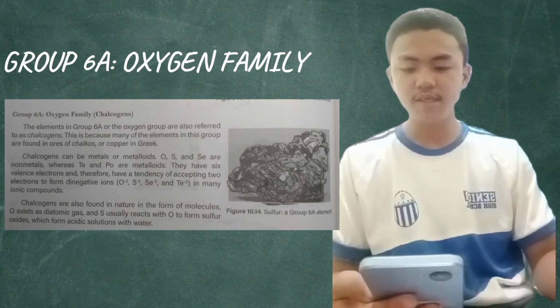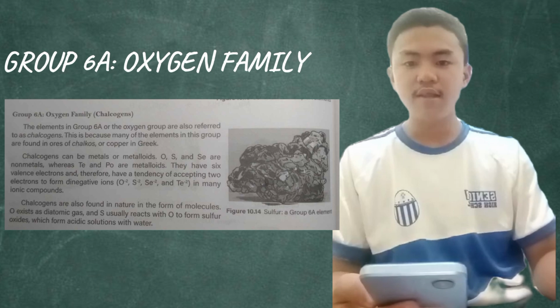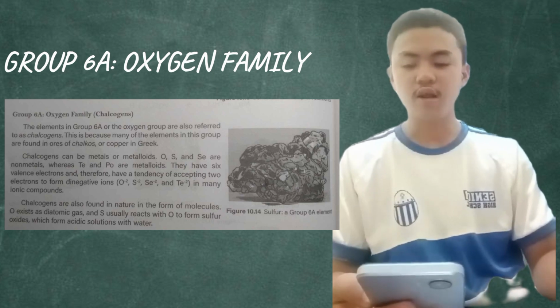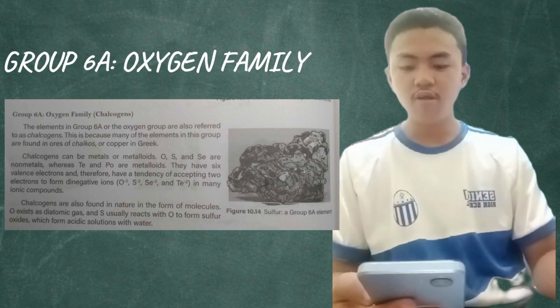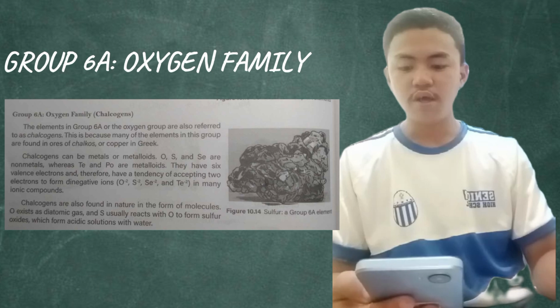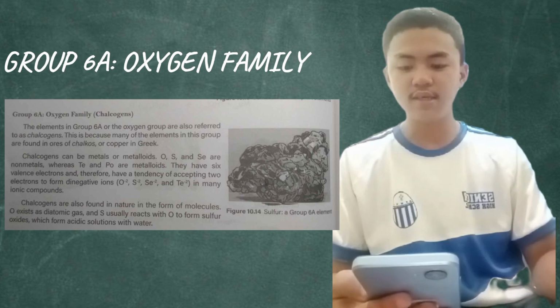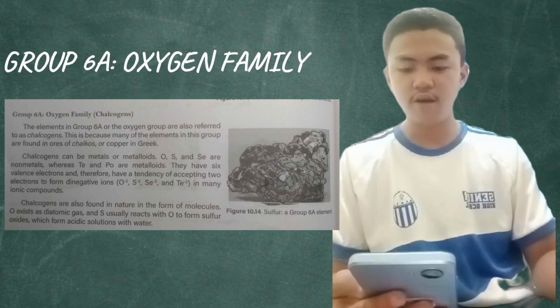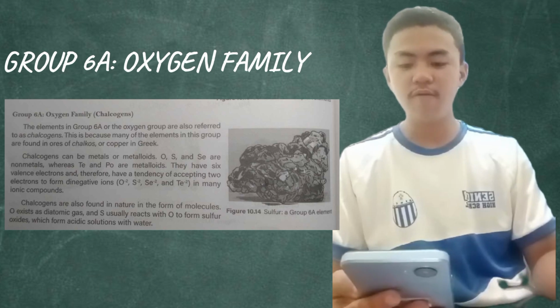We have 6 electrons to form the negative ions in many ionic compounds. So chalcogens are also found in nature in the form of molecules, exist as the atomic gas, and sulfur reacts with oxygen to makaform siya og sulfur oxide which form acidic solutions with water.